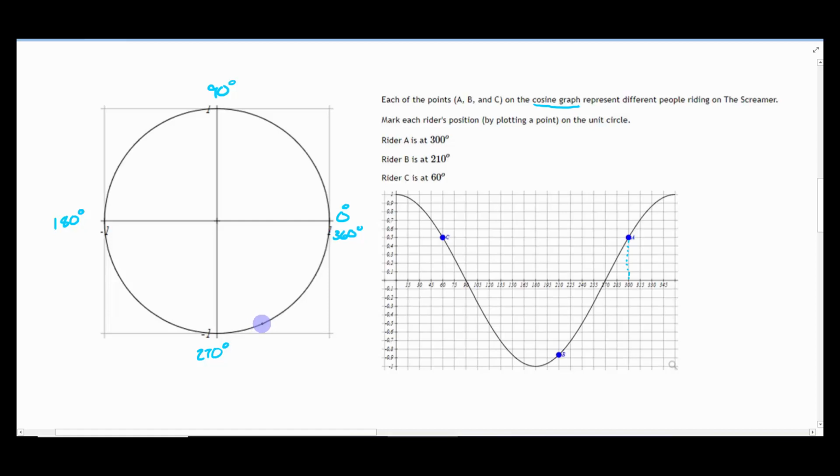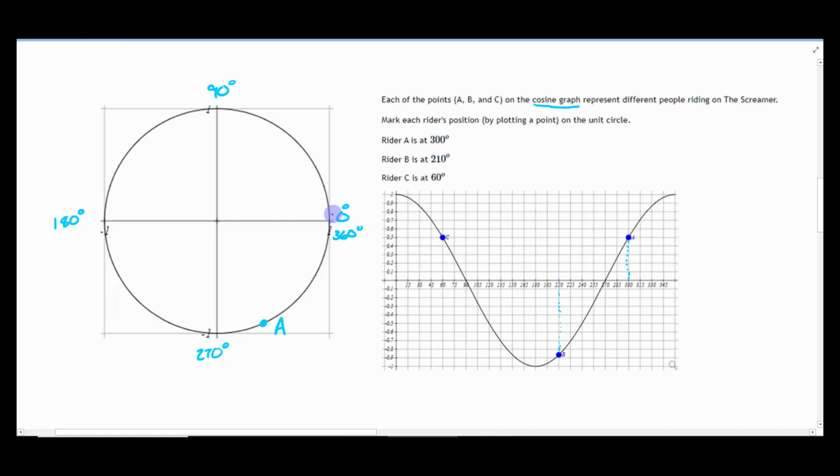So I'm just going to eyeball it a little bit and say, here's about where 300 degrees would be, and mark that with point A. So this would be the location of rider A. Now we're going to do the same thing for B. So again, if I look at B, B is at 210 degrees.